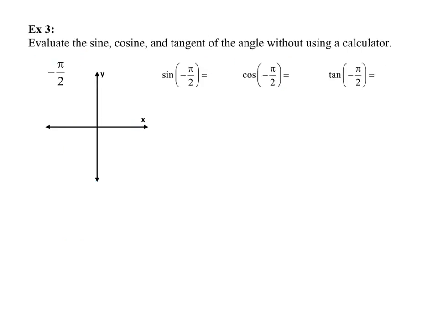Okay, next example. Evaluate the sine, cosine, tangent of the angle without using a calculator. All right, negative pi over 2 radians. So instead of rotating counterclockwise to start with, I'm going to rotate clockwise. Okay, end up right here.